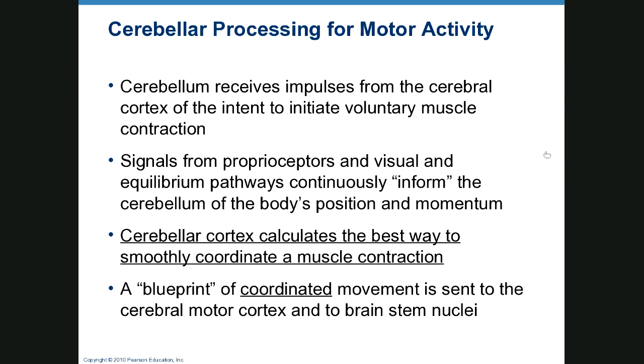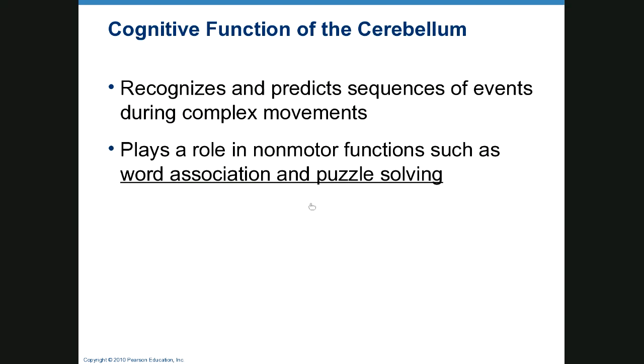Now, the cerebellum is important for processing of voluntary motor activity, fine-tunes, and basically gives your cerebral cortex a finely tuned plan for organizing muscle contraction. Maybe some cognitive function involved in the cerebellum, word association and puzzle solving, and also recognizing patterns and sequence of events. And that's all for part A, and we'll do part B here shortly.